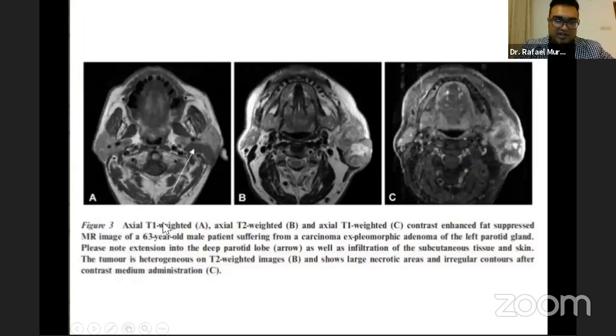The axial T1 weighted image, axial T2 weighted image, and axial T1 contrast enhanced fat suppressed image. This is an MRI image of a 63-year-old patient suffering from carcinoma ex pleomorphic adenoma at the left parotid gland. The tumor is heterogeneous on T2 weighted image, and shows large necrotic areas and irregular contours. After contrast, it shows inhomogeneous contrast enhancement. Next slide, please.